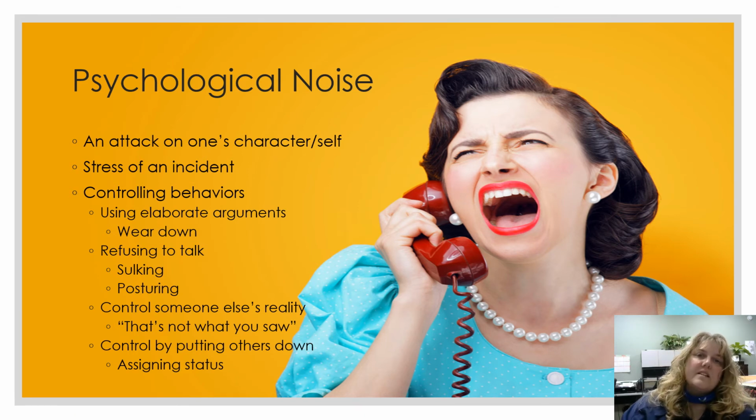It could be that noise is the result of the stress of an incident. Maybe they're using controlling behaviors, like using elaborate arguments to try to wear you down, or refusing to talk. You can see sulking or the posturing that says, I'm going to pout, the pouty lip. They may try to control someone else's reality: well, that's not what you saw. Last time I checked, you ain't looking at my eyeballs, so how is that? Or control by putting others down, through assigning status and putting other people down.